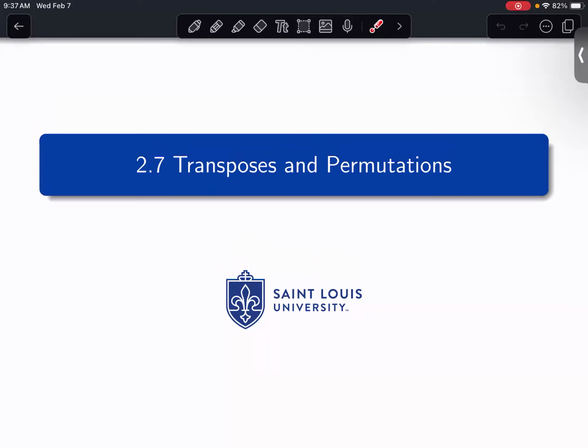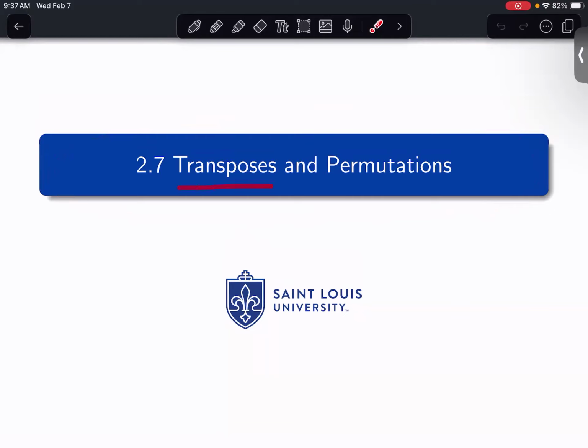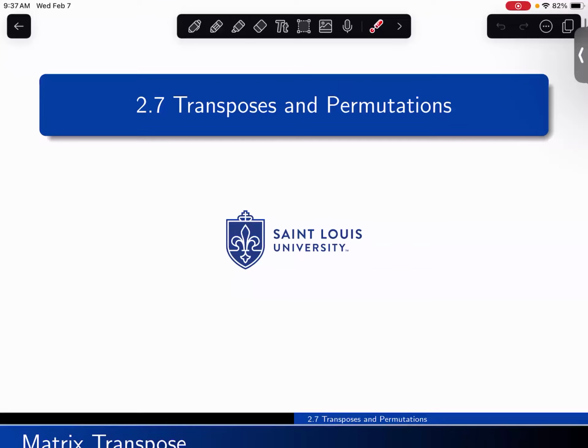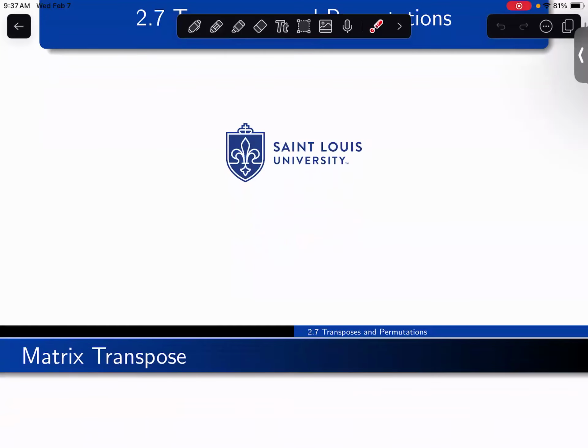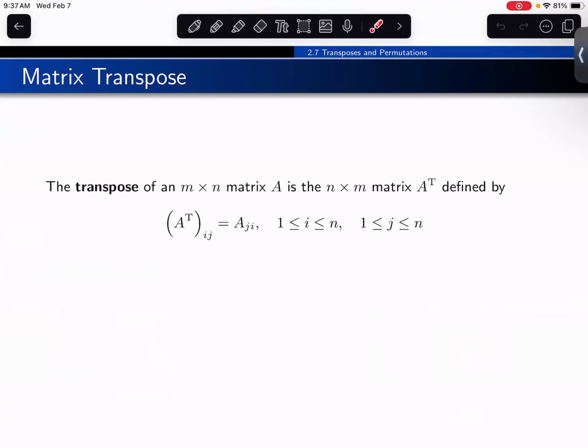Okay, so this is the last section from chapter 2. It's focusing on transposes and permutations. This stuff is pretty important. Transposes show up throughout the rest of this semester. It's one of the most useful tools in linear algebra. So it's worth spending a decent amount of time talking about it, or at least an entire section talking about it. The idea is pretty simple though for transposes. And we'll see that a lot of the properties of transposes are pretty nice as well.